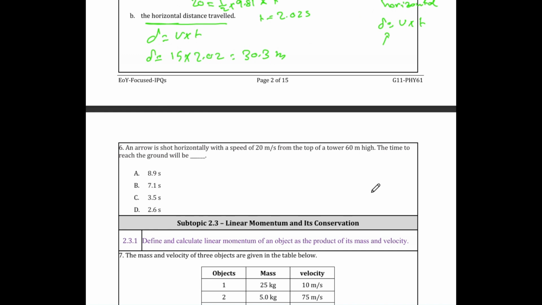Let's go to the last question. In this part, an arrow is shot horizontally. Again, it's the same. We need to do vertical and horizontal. He gave us the speed in the x direction, 20 meters per second. He gave us delta y. He needs the time using the same formula. Delta y equal half gt squared. Delta y, which is 60, equal half multiplied by 9.81 multiplied by t squared. Do shift solve or do it mathematically. The answer will be 3.5 seconds. And that's it for this section.